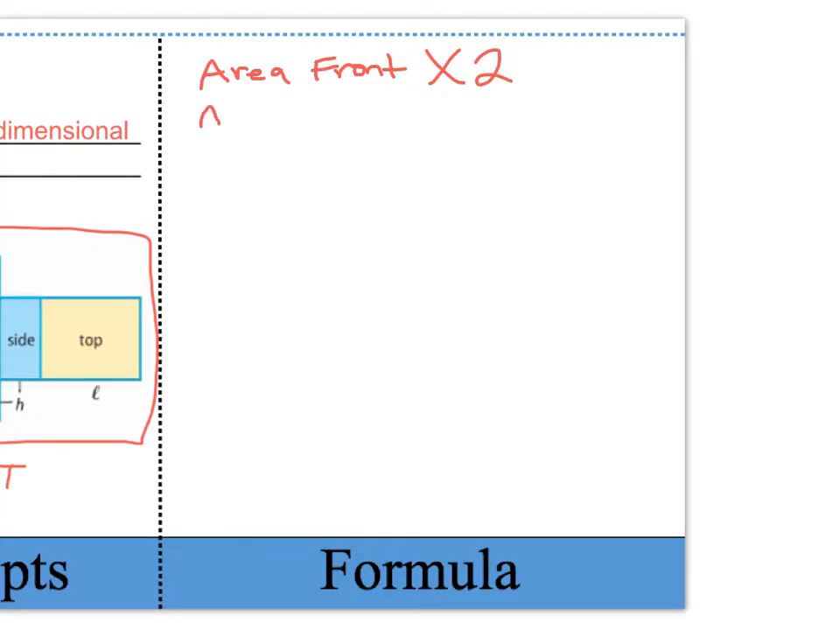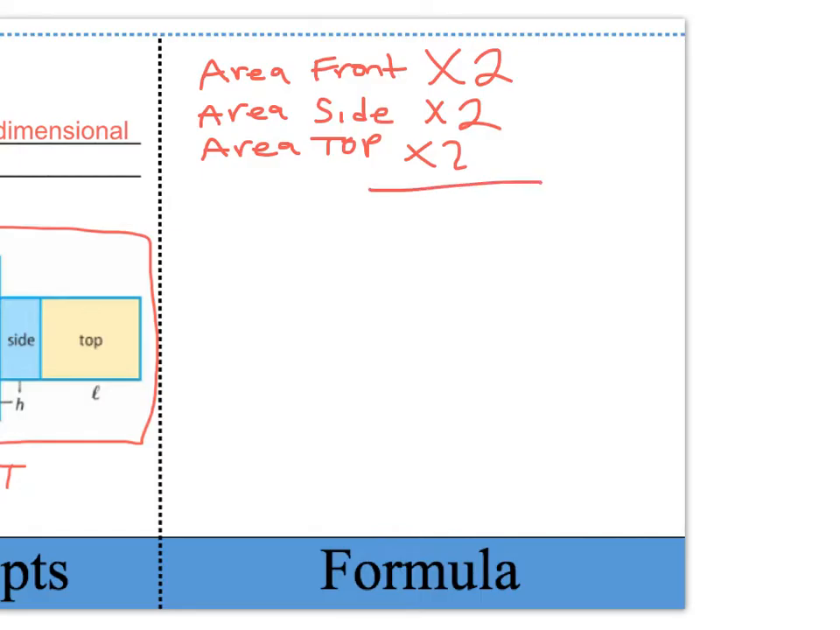And then find the area of one side and then multiply it by 2 because the other side has the same area. And then find the area of the top and then multiply it by 2 because the bottom has the same area as the top. Add those areas up together and you would get your surface area.